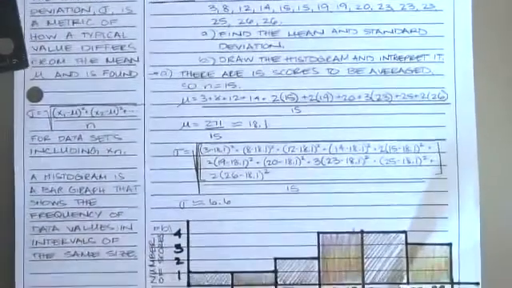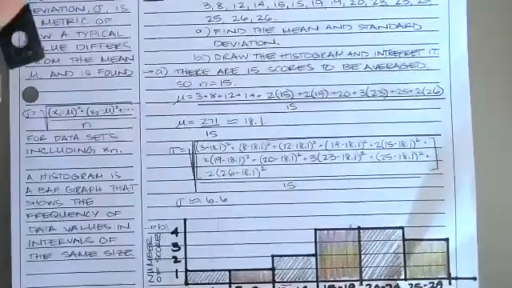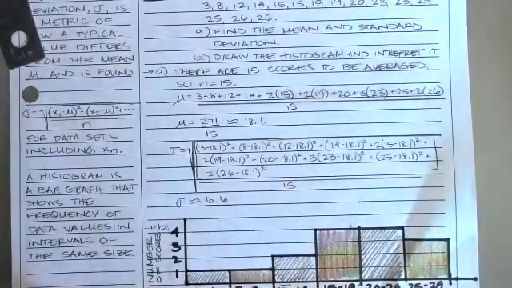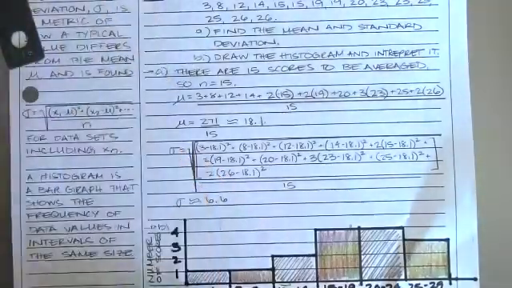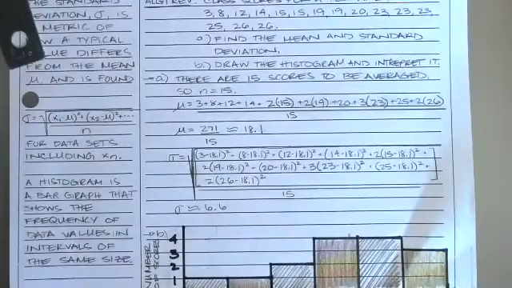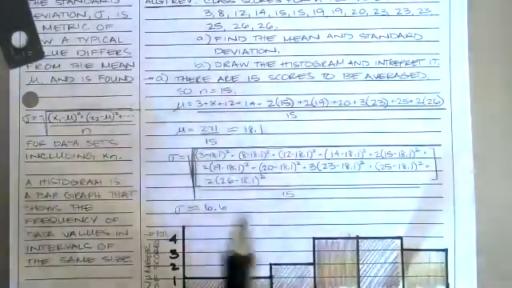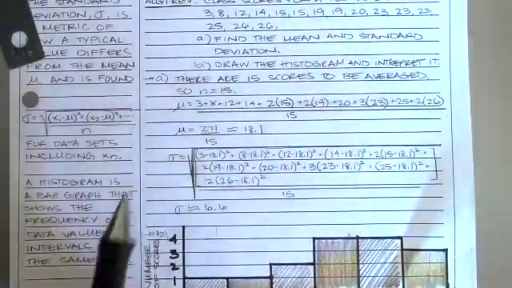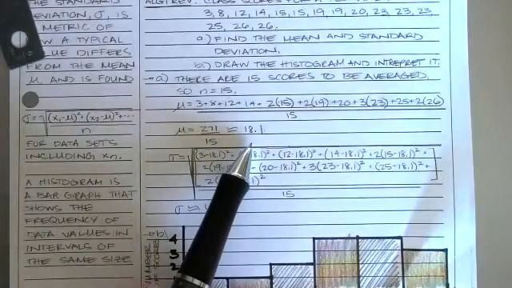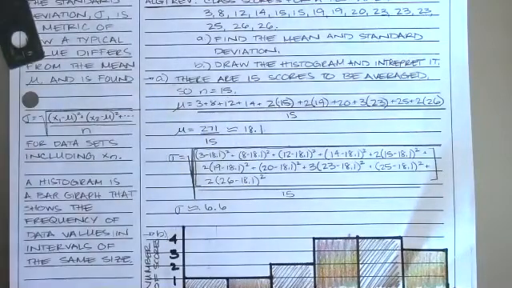So in part A, I noticed that there are 15 scores when I count all of these up, so n equals 15. So when I'm finding mu, the average, I add up all of the values and I divide by 15, and that gives me approximately 18.1. Is that part okay? Yeah, that part makes sense.